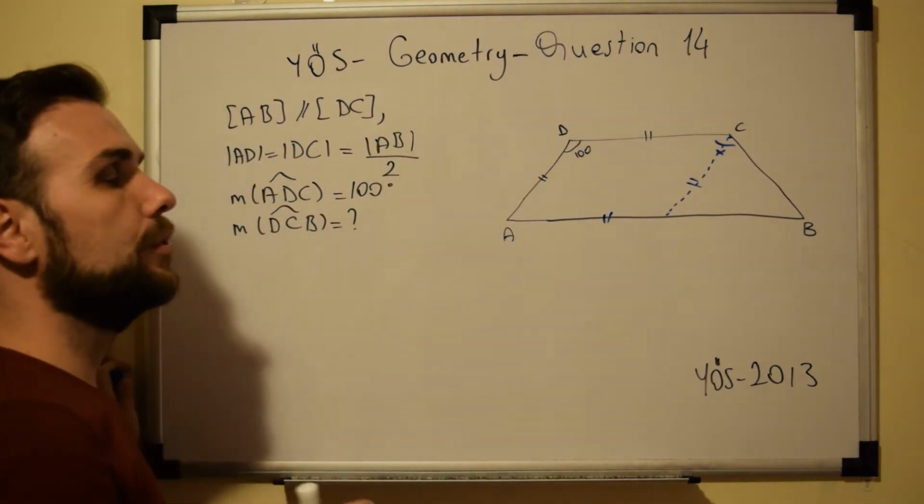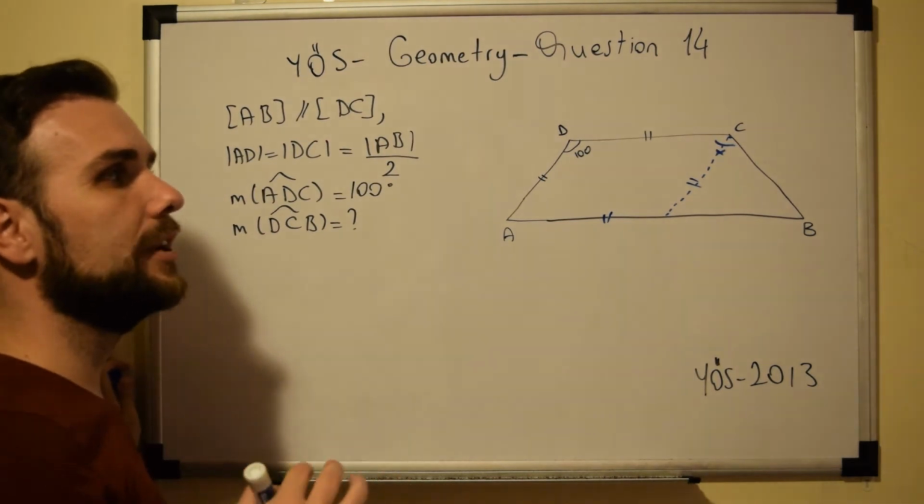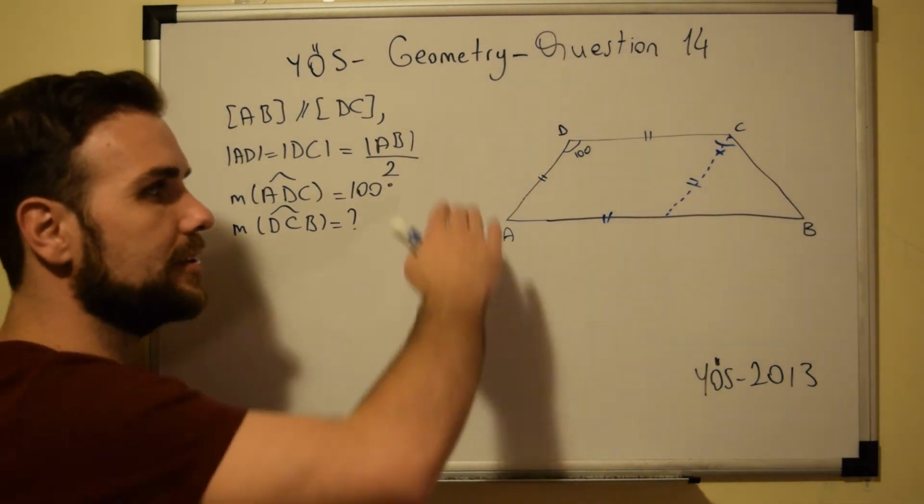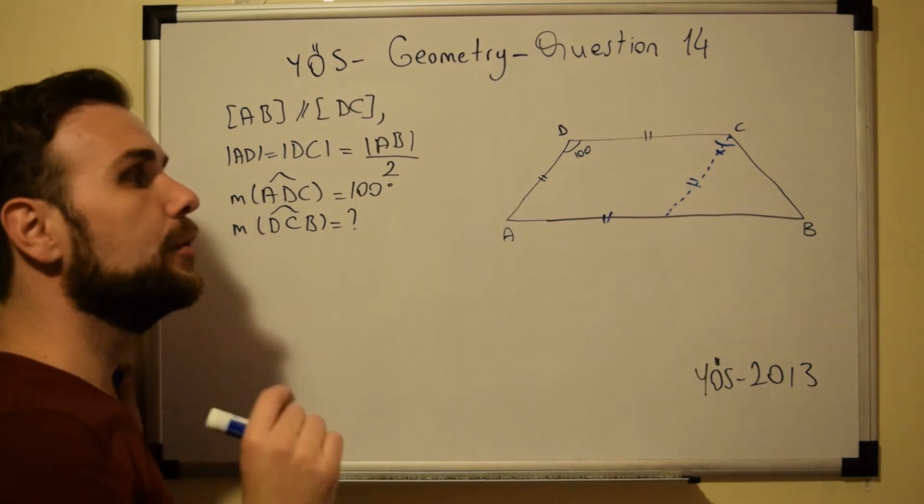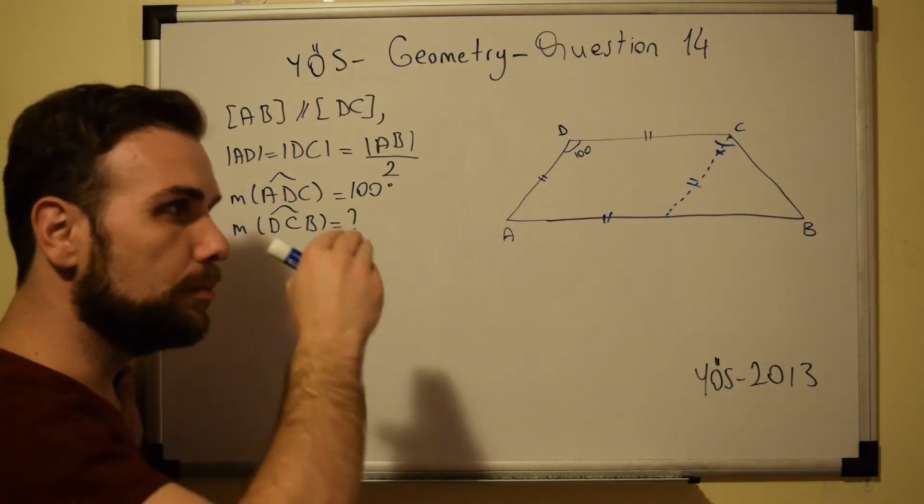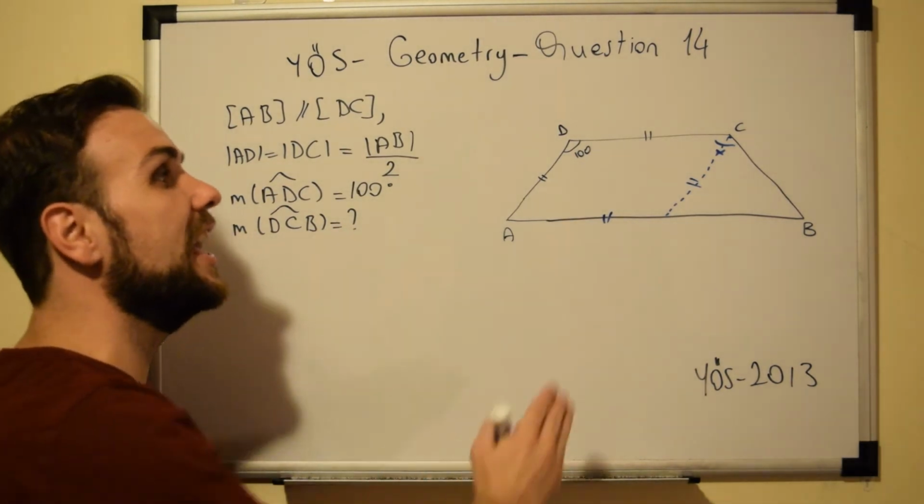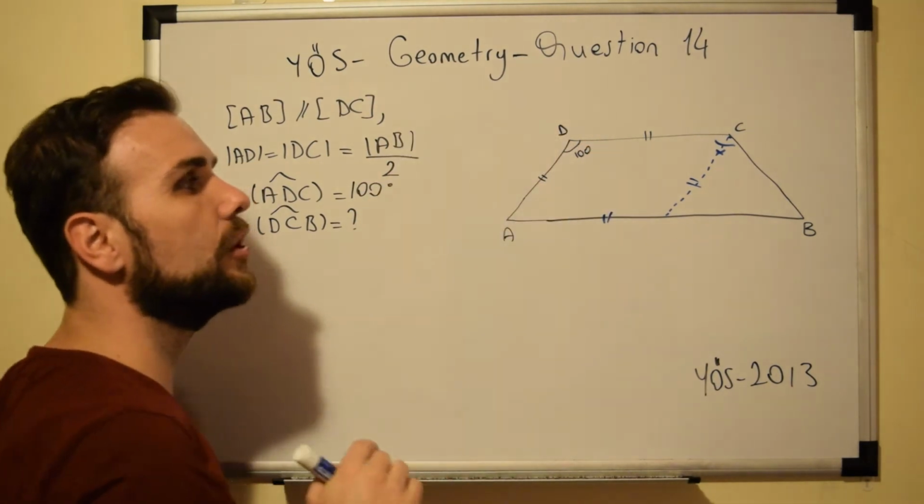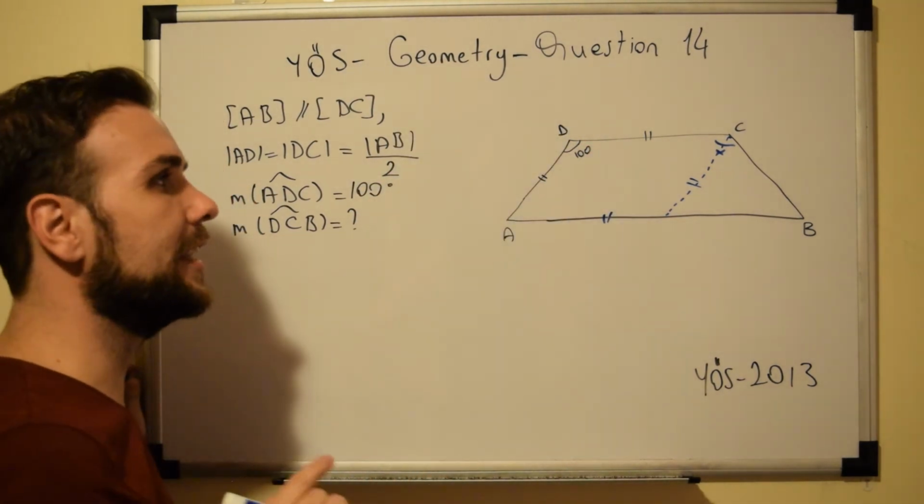Now, what do we know? There are a few things we have to remember when it comes to a parallelogram, because in this case we have a parallelogram. What do we have to know? We have to know that the opposing angles are equal to each other, and two angles on one side are equal to 180 degrees.